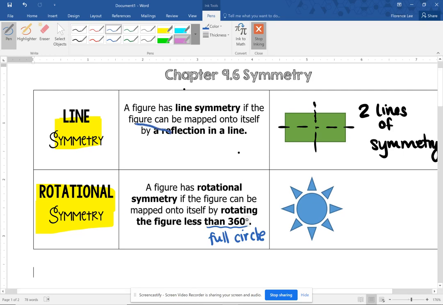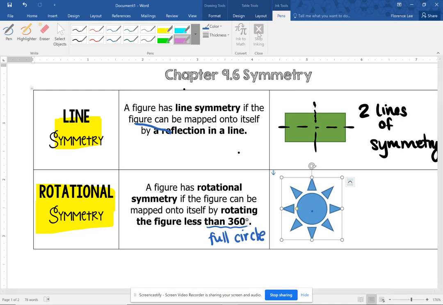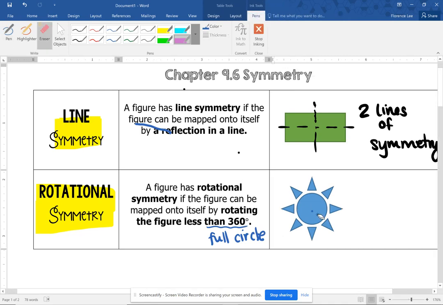In this case, when I look at this sunshine, I can do that. So let me see. I'm actually going to try something different here, and this is why I'm in Word. Let me stop inking. Let me erase that. I'll go back to inking. Just kidding. Working with new technology here. All right, there we go.